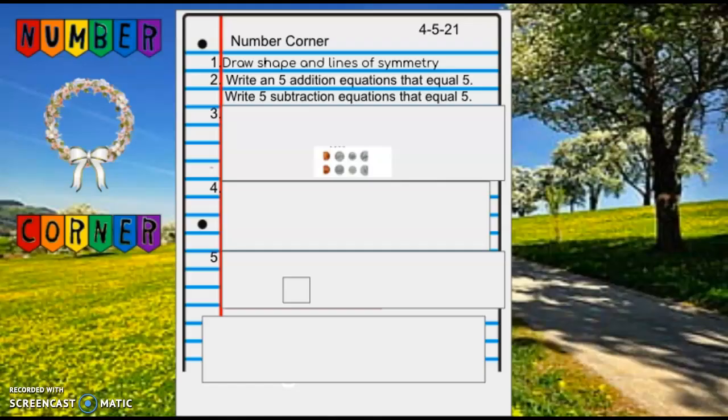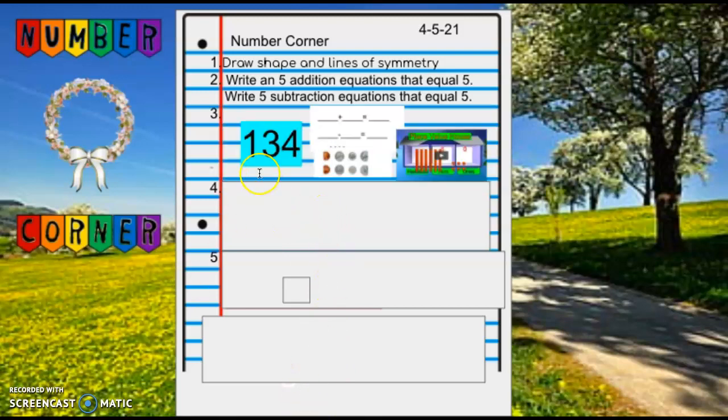All right, friends, we are on number two. Next to number two, you are going to write 5 addition equations that equal 5 and 5 subtraction equations that equal 5. Press pause until you are done with number 2.